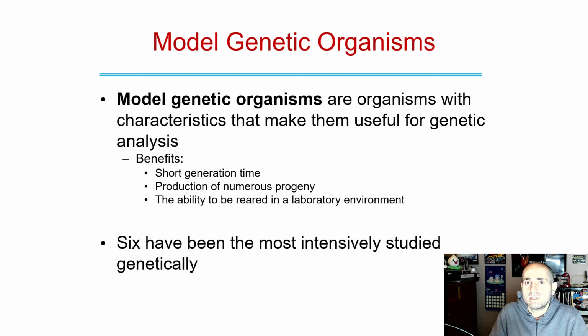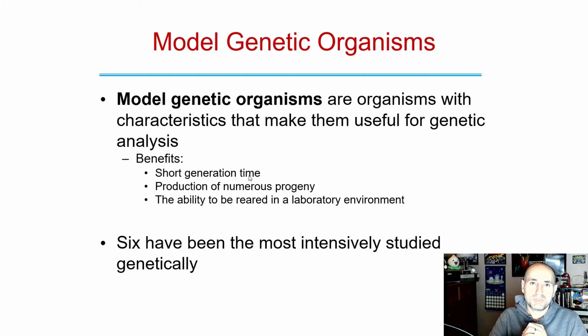What are model genetic organisms? Model genetic organisms are organisms with characteristics that make them useful for genetic analysis. Why are they useful? They usually have a short generation time. Think about it. What is a generation time? Well, that means how long does it take to be born? How long does it take to grow? Wouldn't it be easier to study a mouse, for instance, that has a 19-day gestation period versus a human that has a 9-month gestation period?